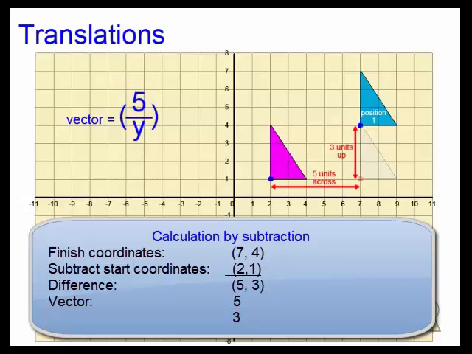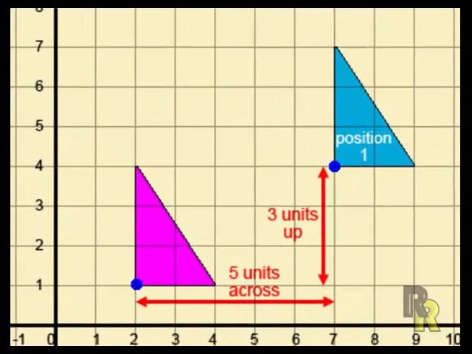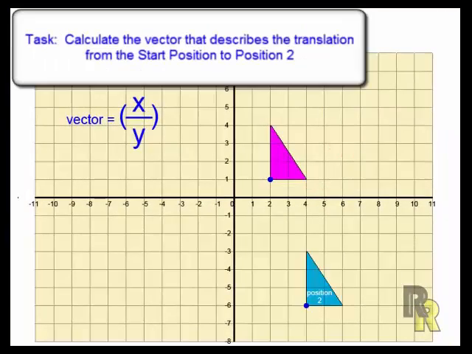The original shape is also to move 3 units up on the vertical axis, so the value for y in our vector is 3. So 5 over 3 is the vector that describes the movement of the original shape to its new position. 5 across and 3 up. Remember, depending on the direction of movement, these vectors can be positive or negative numbers.